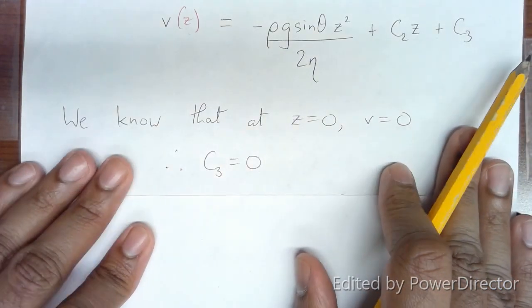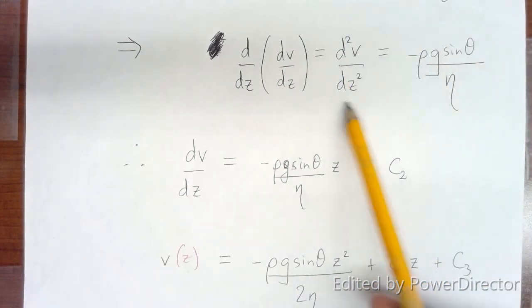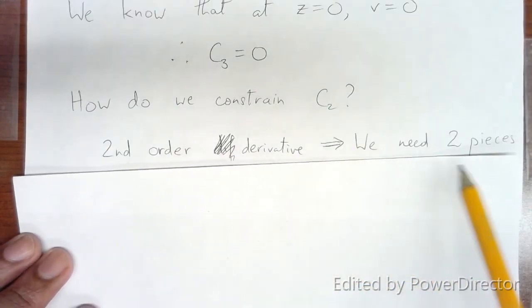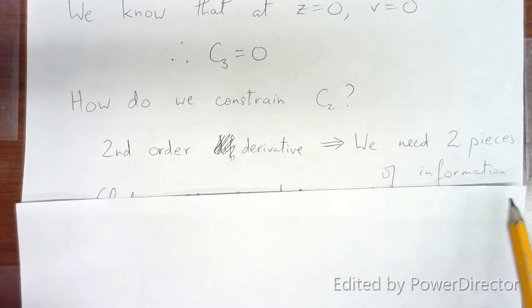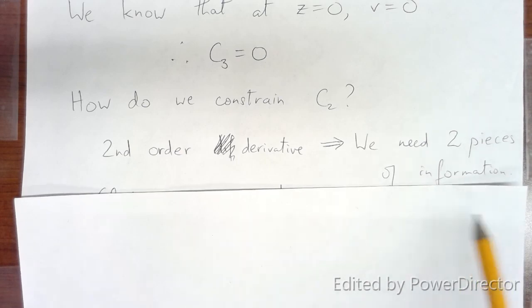Well, going back, notice that this was a differential equation with a second order derivative. How do we constrain c2? A second order derivative means we need two pieces of information. So just like how in mechanics we would have seen equations for acceleration, which is the second order derivative of x with respect to time, and to fully solve for the motion of the particle, we would need the initial position and the initial velocity. Similarly here, we should look at not only v, but the derivative of v with respect to z.